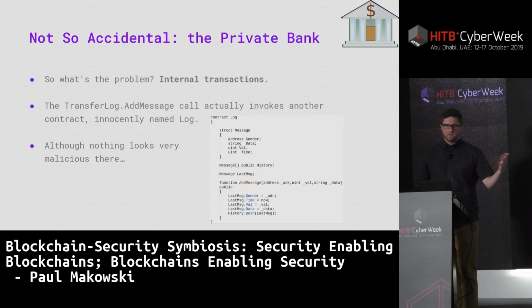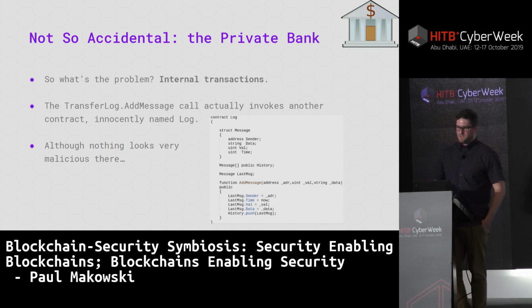But they're calling out to this external contract, whose source appears to be innocuous, but the bytecode behind that source actually doesn't match what is on Etherscan. Has anybody taken a look at Etherscan before? Anybody here? Yeah. Okay. Cool.